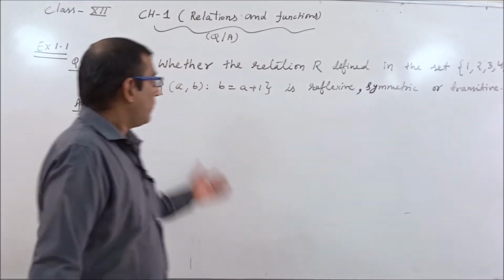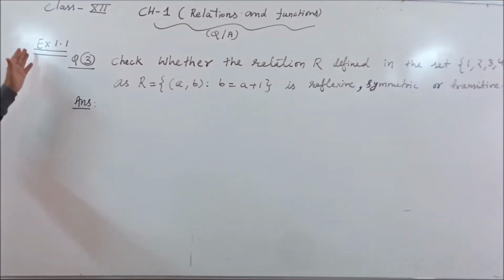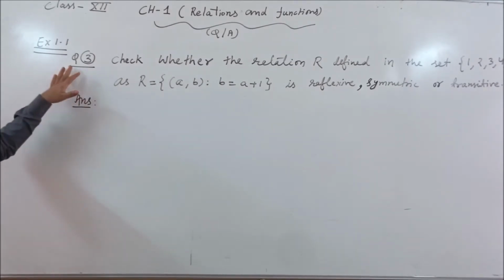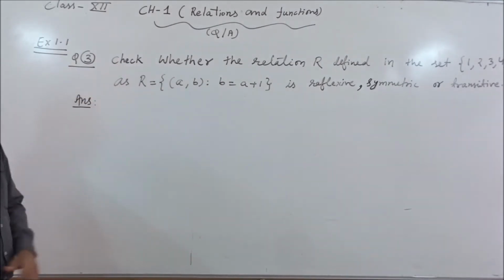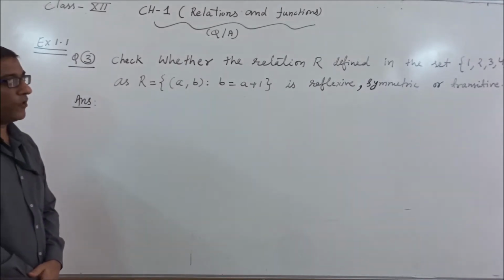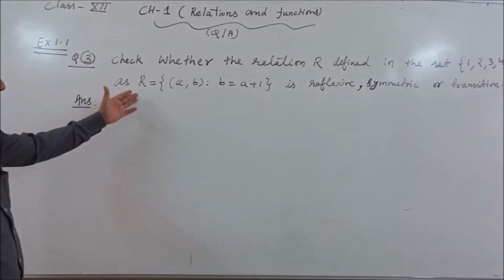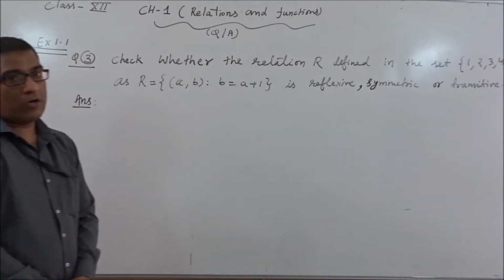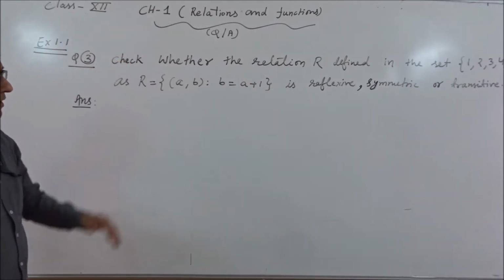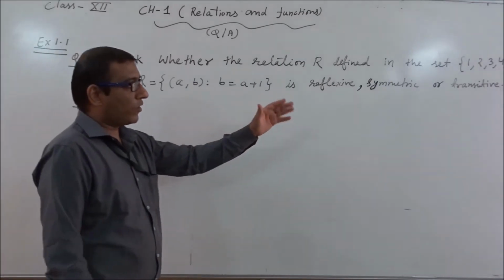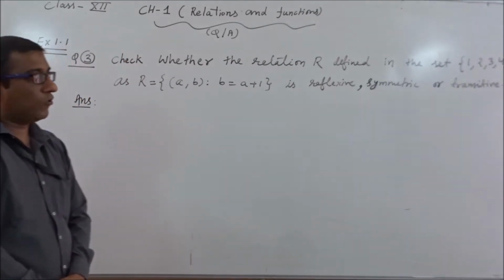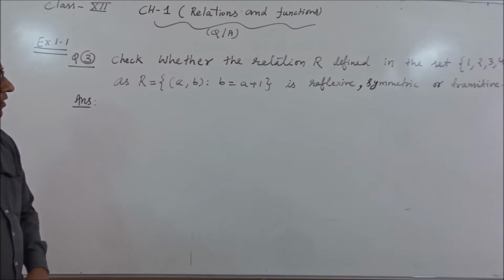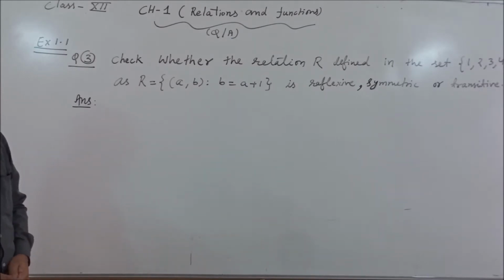So one question is related to exercise 1.1, and it is question number 3. Check whether the relations defined in the set {1, 2, 3, 4, 5, 6} as R equals this relation given is reflexive, symmetric or transitive. So I hope the concept of reflexive, symmetric and transitive is clear to all of you. So how can we solve such type of problem?